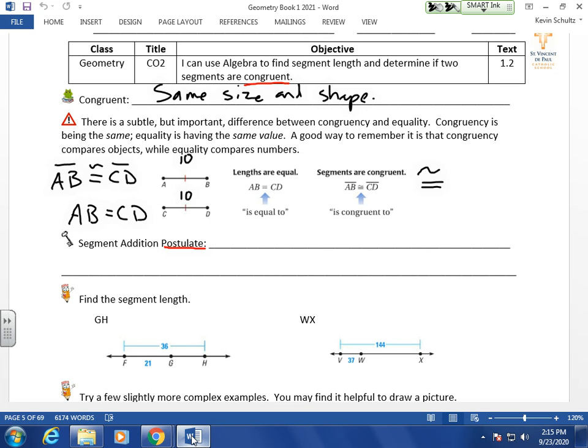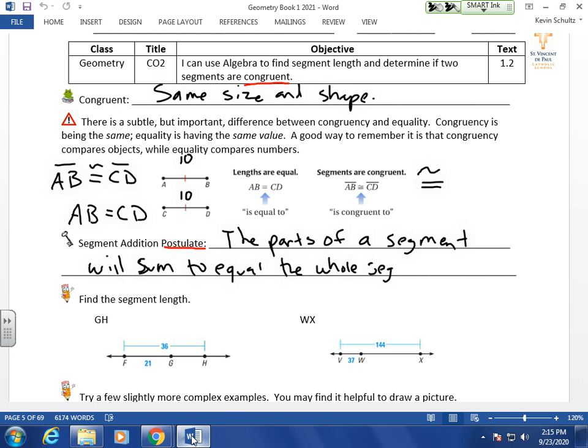Okay. The segment addition postulate tells us that the parts of a segment will sum to equal the whole segment. Okay? The parts of a segment will sum to equal the whole segment.